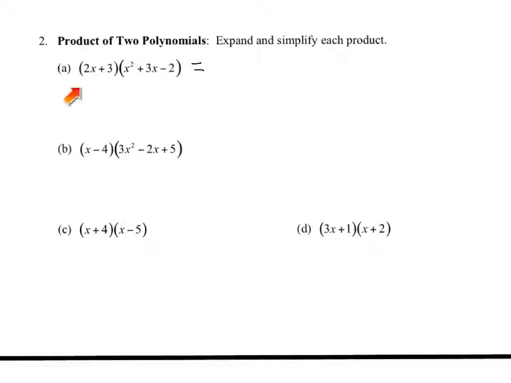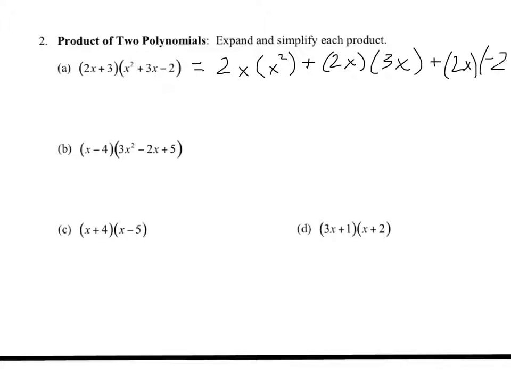And so we're going to take the 2x factor and distribute it to the x squared, then distribute it to the 3x, and then distribute it to the 2. And so we're going to multiply those. We're going to get 2x times x squared plus 2x times 3x plus 2x times negative 2.